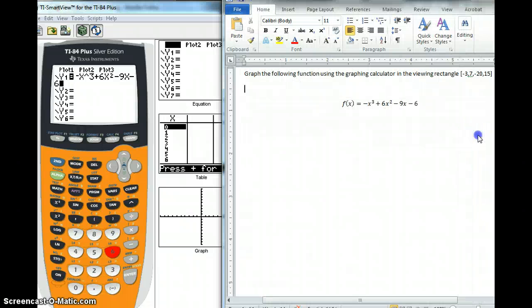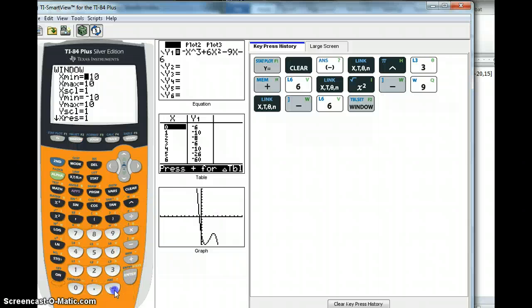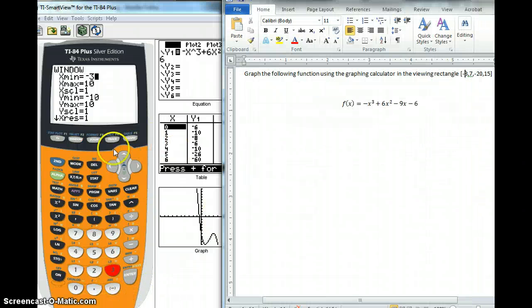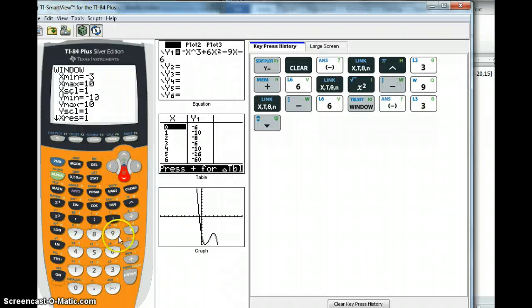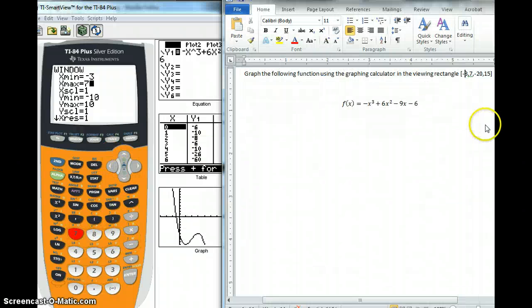And we need to change the window: negative 3, 7, negative 20, 15. Remember, the negative 3 is the value of the x minimum. So I'm going to clear out and we're going to make the x minimum negative 3. We're going to make the x maximum 7. So let's change the x maximum to 7.